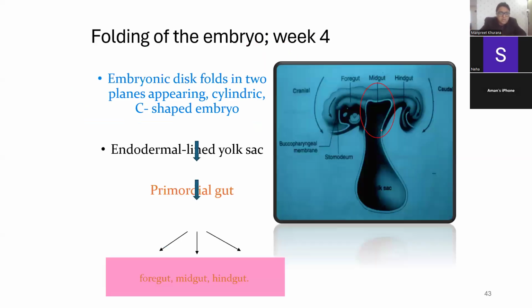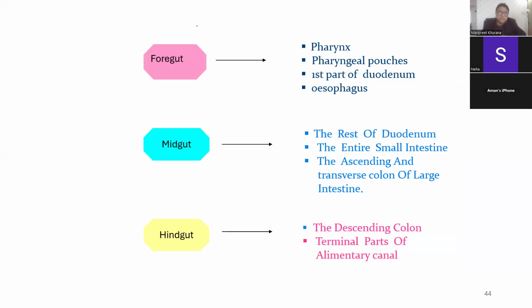Okay. Now let's see the formation of the gut. So gut is formed here. If you see, the embryonic disc folds in two planes, which we have already seen, right? It gives rise to a C-shaped embryo. So this is a C-shaped embryo which is formed, and the endodermal lined yolk sac gives rise to the primitive gut, which is divided into foregut, midgut, and hindgut. Okay. Now we have to learn the structures which are developing from foregut, midgut, and hindgut. Let's see what those structures are.